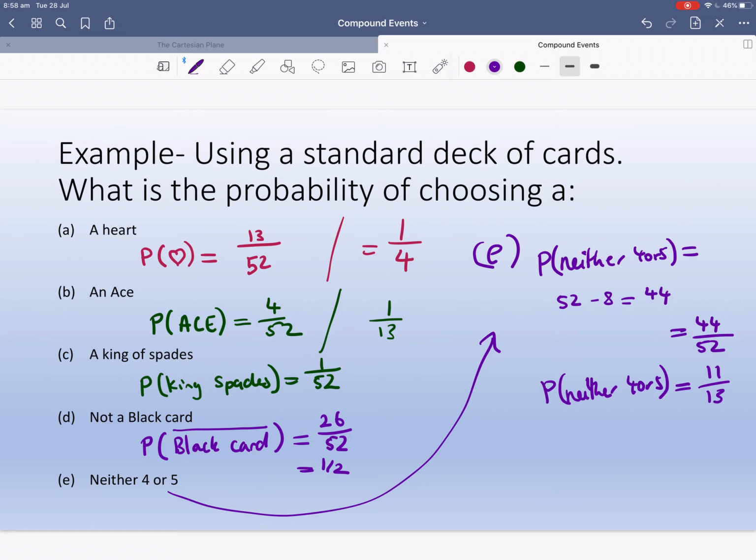Okay? There's an alternative way of learning this. You know how all probabilities add up to, like, the max you can get is 1? So you go 1 minus the probability of getting a 4 or 5, which we counted as being 8, because there's 2 in every suit. 8 over 52. And if you put that in your calculator, it will come out as 11 over 13 as well. So either way works. I like to use it the first way, but you can choose whichever method you want.